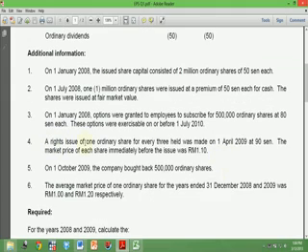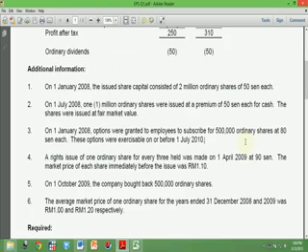Number 4, a rights issue of ordinary shares, 1 for every 3 shares held, was made on 1st April 2009. This is in the second year, at a price of 90 cents. The market price of each share immediately before the issue was 1 ringgit and 10 cents. So this is the price before the issue. In the case of a rights issue, students are required to calculate the theoretical ex-rights price as well as the bonus fraction.